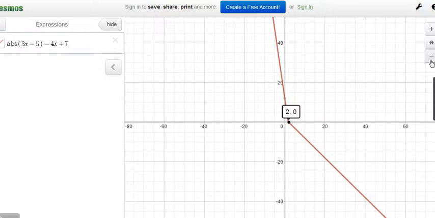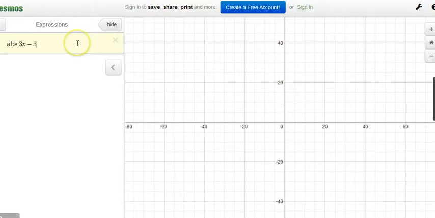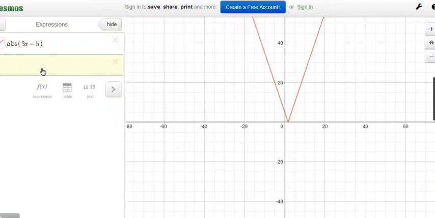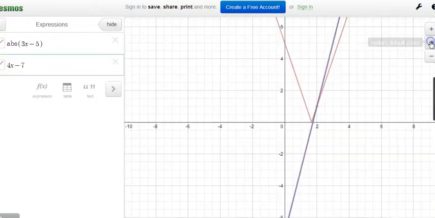Okay? What else could we graph? We could graph the absolute value of 3x minus 5. Whoops. Let's go Control Z. And then we could graph 4x minus 7. And we could look for the intersection of those, which we should kind of zoom in. Let's just go back. Right, and we can see that happens at 2.